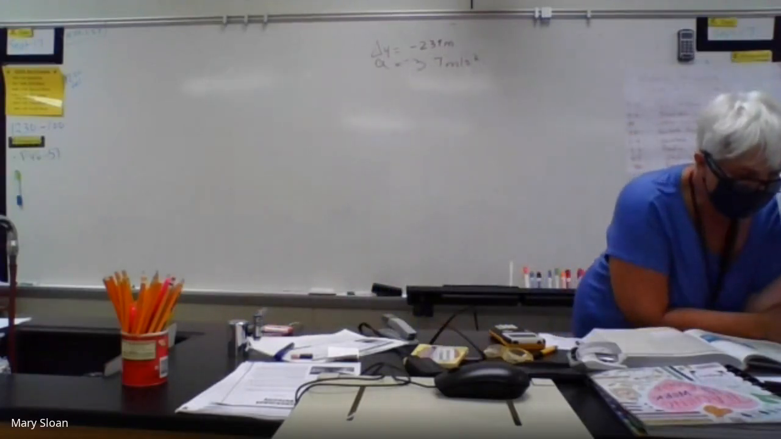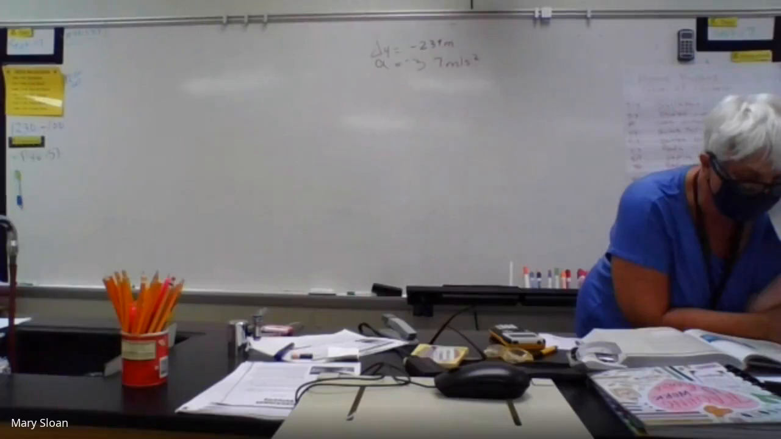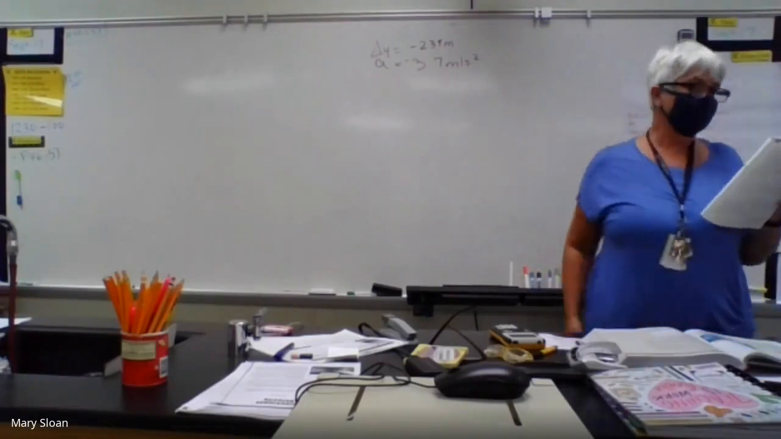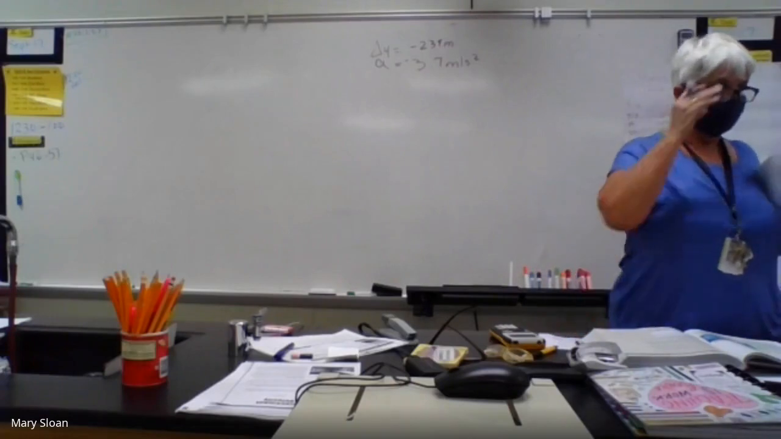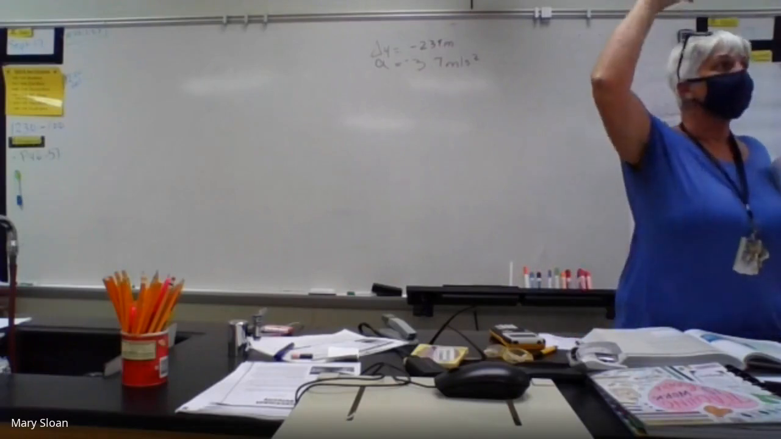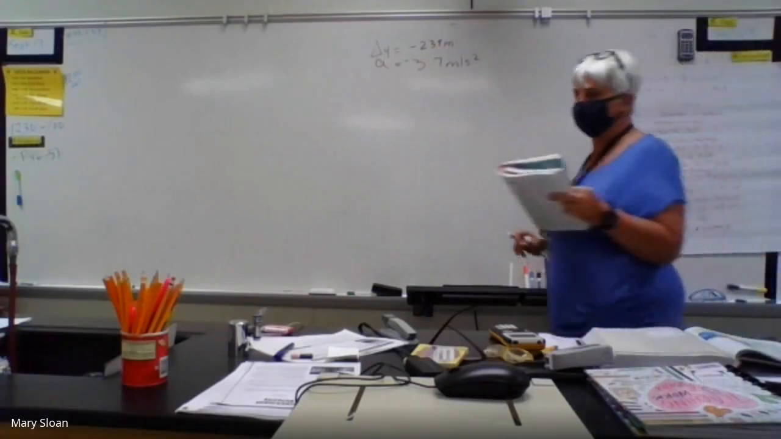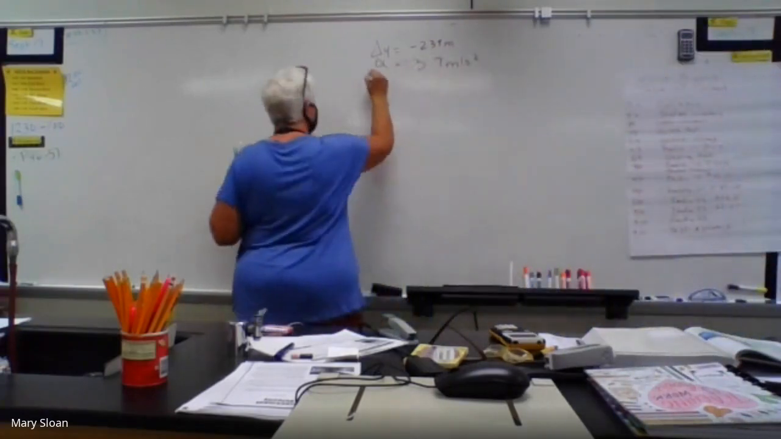A robot probe drops a camera off the rim of a 239 meter high cliff on Mars, where the free fall acceleration is negative 3.7 meters per second squared. Find the velocity with which the camera hits the ground. Is that the final or the initial velocity? It hits the ground. The final. Okay, so we're going to go with velocity final.